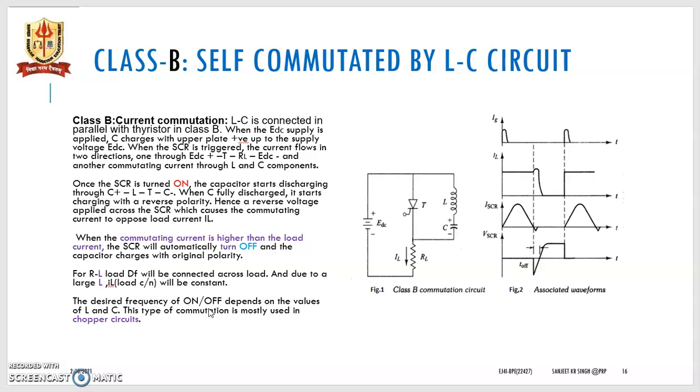The desired frequency of on and off depends on the values of inductor and capacitor, and this type of commutation is mostly used in chopper circuits. So the class B commutation method is used in chopper circuits, and here we have the associated waveform. When the SCR is conducting the current, we consider an ideal thyristor, so the voltage drop across it is almost 0, and here it goes to the negative side, then again the voltage across the SCR builds up.